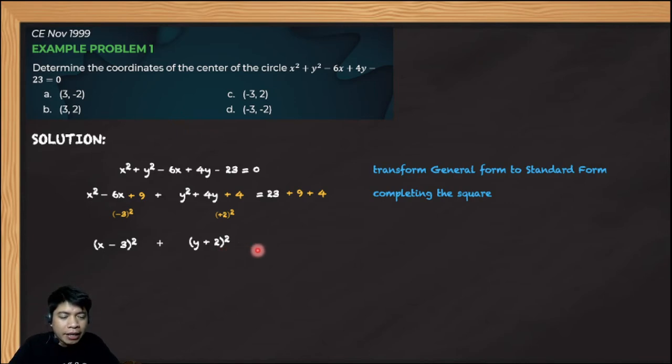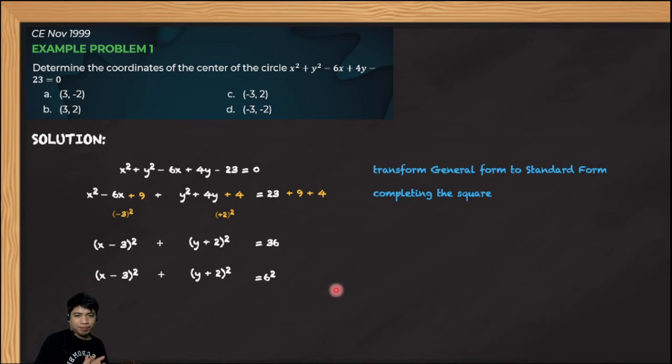Okay? And then equals 36. That's 23 plus 9 plus 4. Obviously, that's 36. Okay, so ang gawin natin, guys, is simplify natin ito katulad ng sa standard form. So, this will be x minus 3 squared plus y plus 2 squared equals to 6 squared.